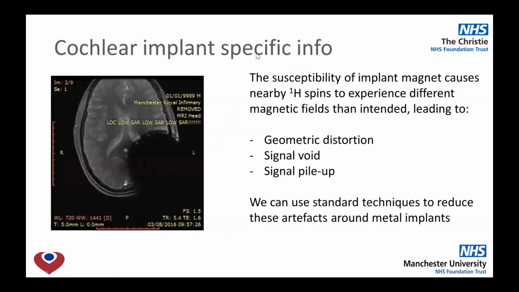So now move on to discussing some cochlear implant specific information. The susceptibility of the implanted magnet and the cassette around it causes nearby hydrogen spins to experience different magnetic fields than intended during the spatial encoding process. And this leads to characteristic geometric distortion, signal voids, and signal pileups. We can use standard techniques to reduce these artifacts around metal implants, but we cannot remove them completely.